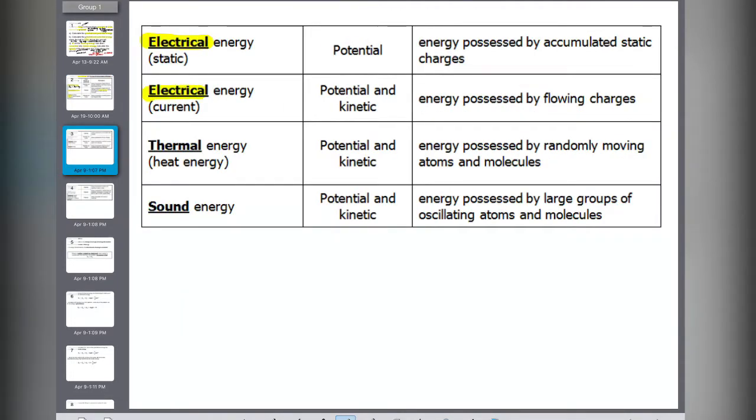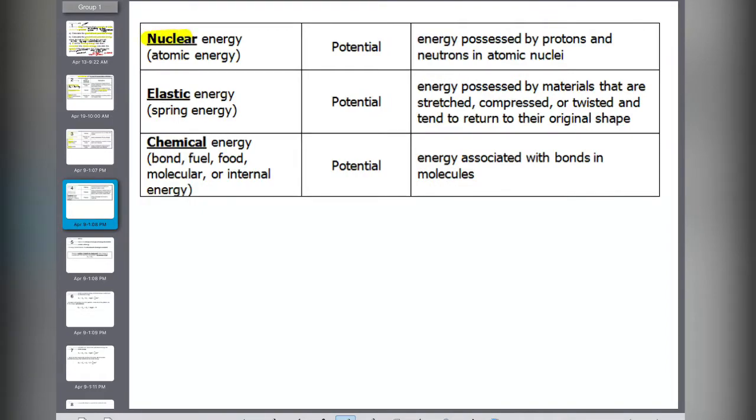Electrical energy has two types: static and current electricity. We've covered that in grade 9. Thermal energy is heat. Sound energy is sound, because of the oscillating of atoms and particles. Nuclear energy is atomic energy stored by protons in the nucleus. Elastic energy is also called spring energy.